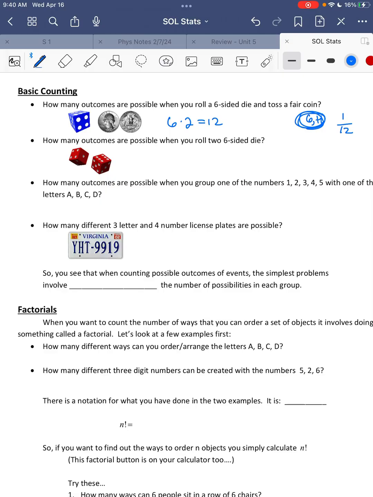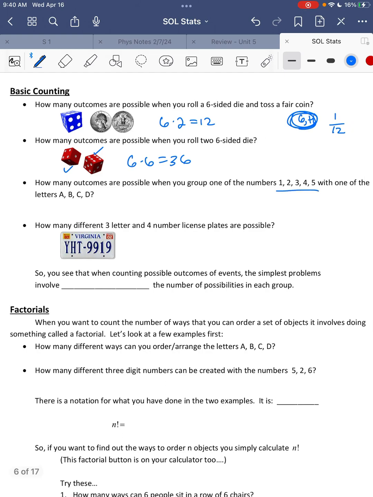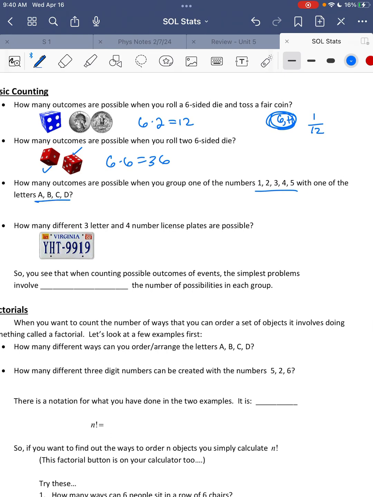Okay. All right, how many outcomes are possible when you roll two six-sided dice? You have six outcomes on one and six on the other, so 36. So how many outcomes when you are going to group one of these numbers? There's 5 numbers with 4 letters, right? So 5 numbers with 4 letters, that's 5 times 4, 20 different matchings, you could say.